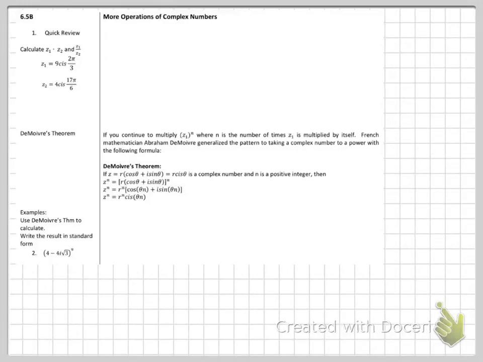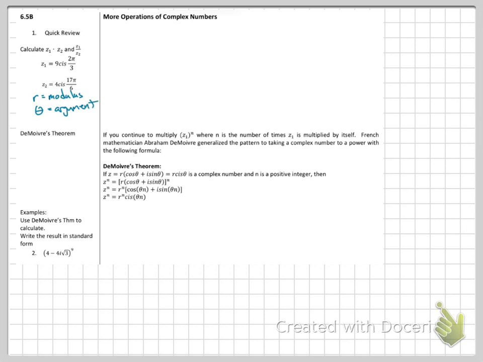Okay, 6.5b, more operations of a complex number. Just a quick reminder from last time, the way we multiply and divide our trig form of complex numbers. If you care, by the way, r is called the modulus and theta is called the argument. I'm not going to test you on that. I don't use those terms when I talk about it either.